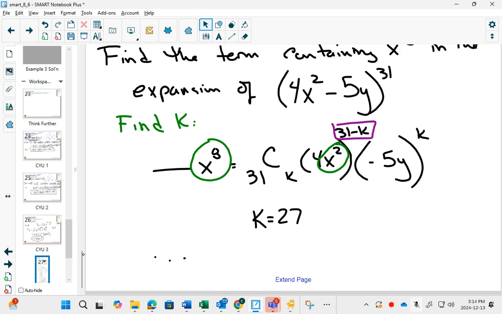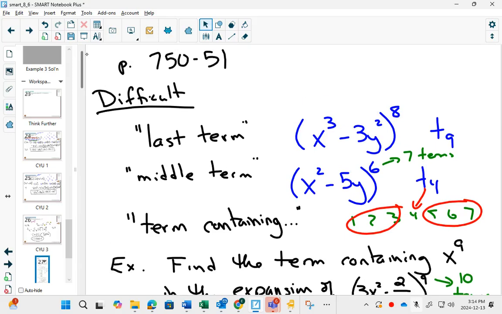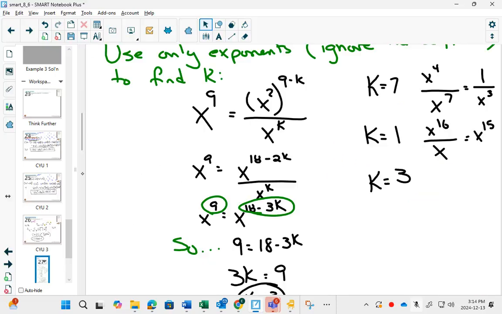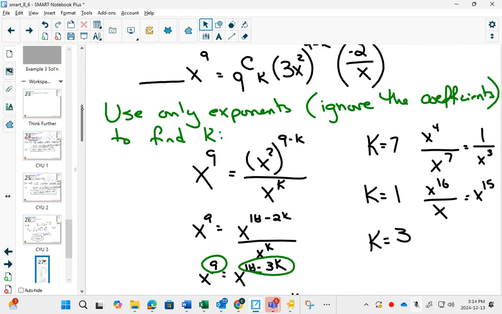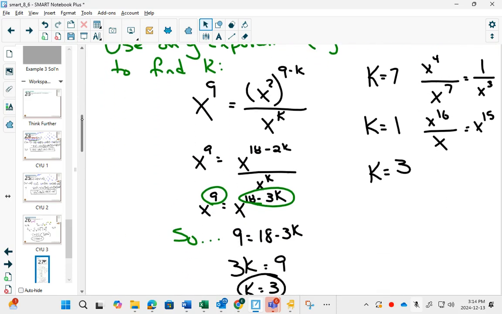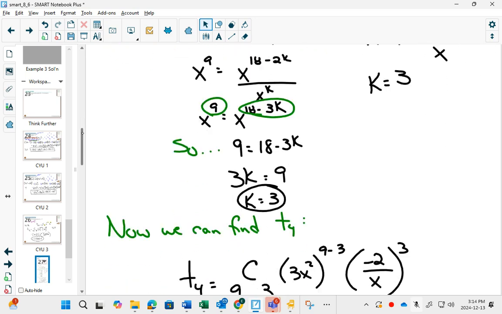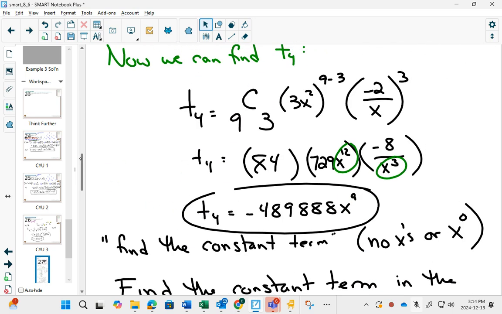The ones that are more difficult that we listed here, last term and middle term, require a little bit of thinking to figure out what number it is, but not a lot of thinking. Finding the term containing or the constant term, those are more involved because you have to find k first, and there was a bit of work to do that. And then it's just the same as all the other questions.